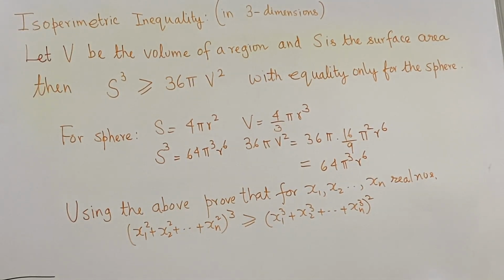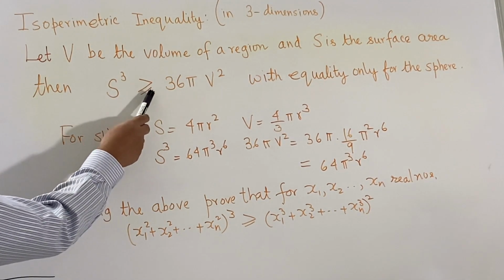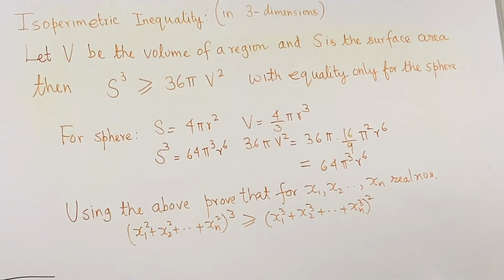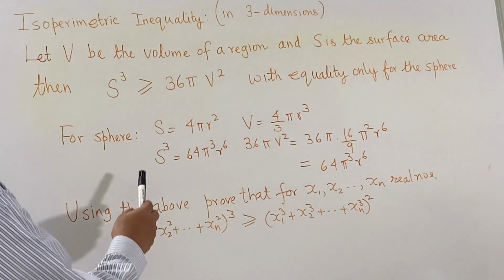Now, to prove this, we will make use of a result which is rather deep, known as the isoperimetric inequality. In the isoperimetric inequality, for 3 dimensions, we have the following result. Let V be the volume of a region and S the surface area, then S³ must be greater than or equal to 36π V², and this equality holds only for the sphere, and that it holds for the sphere is easy to see.